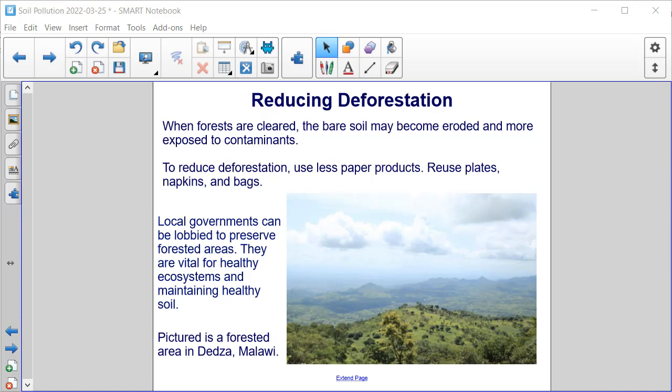Local governments can be lobbied to preserve forested areas. They're vital for healthy ecosystems and maintaining healthy soil. Pictured is a forested area in Dedza, Malawi.